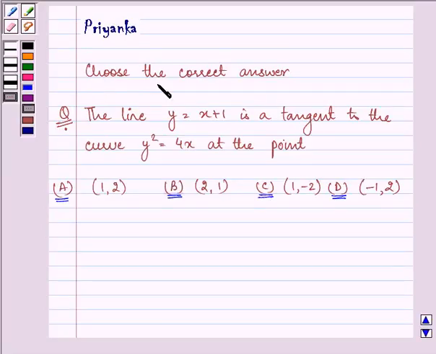The question says choose the correct answer. Here we have the line y is equal to x plus 1 is a tangent to the curve y square equal to 4x at the point (1, 2), (2, 1), (1, minus 2), or (minus 1, 2). So here we need to choose the correct answer out of the four given options.